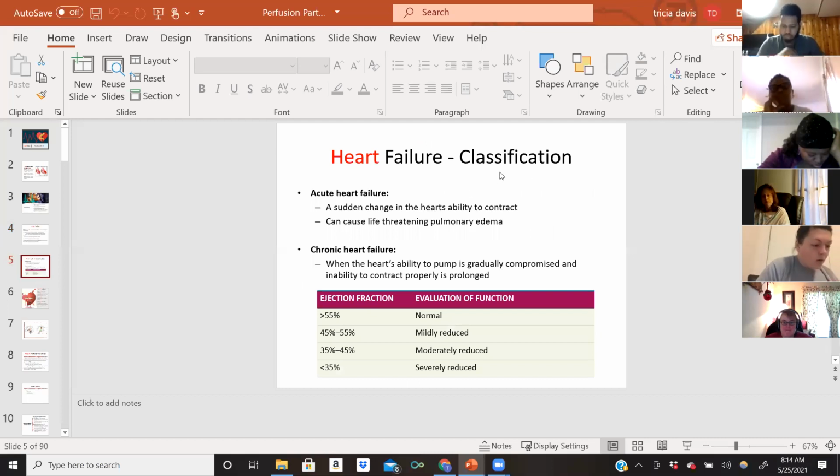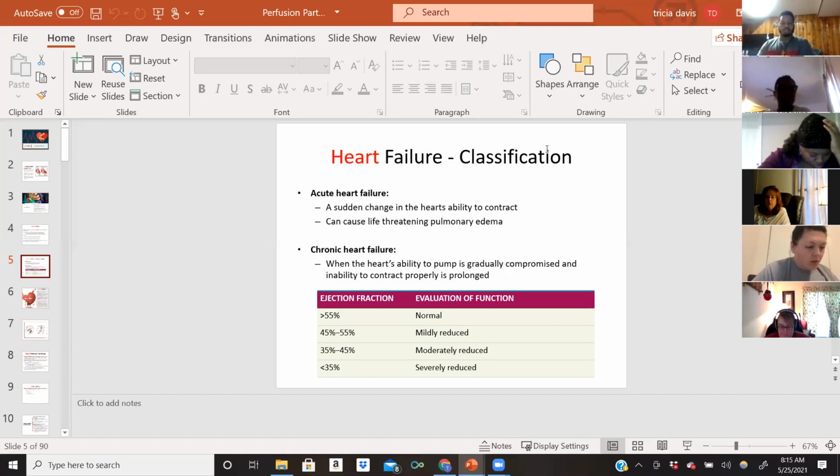So we can classify heart failure as acute or chronic. Acute is a sudden change in the heart's ability to contract. It just happens all of a sudden, and it can cause life-threatening pulmonary edema. Chronic heart failure is when our heart's ability to pump is gradually compromised. So it doesn't happen overnight. It happens over a period of time, weeks, months, maybe even years, and the inability to contract properly is going to be prolonged.